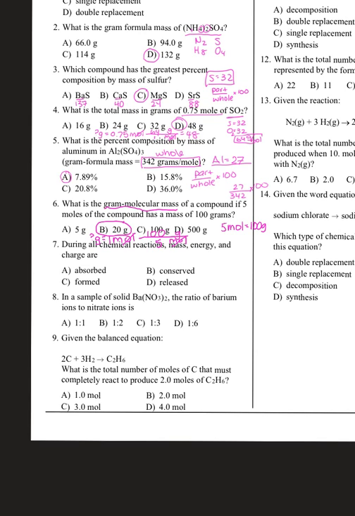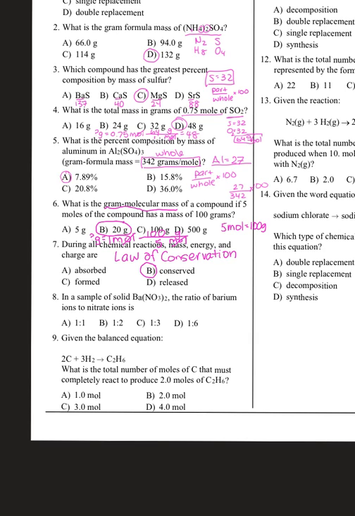Okay. Question 7. During all chemical reactions, mass, energy, and charge are all, well, this has to deal with the law of conservation. This was a big theme in the stoichiometry unit, so I do hope you remember that mass, energy, and charge are all conserved.